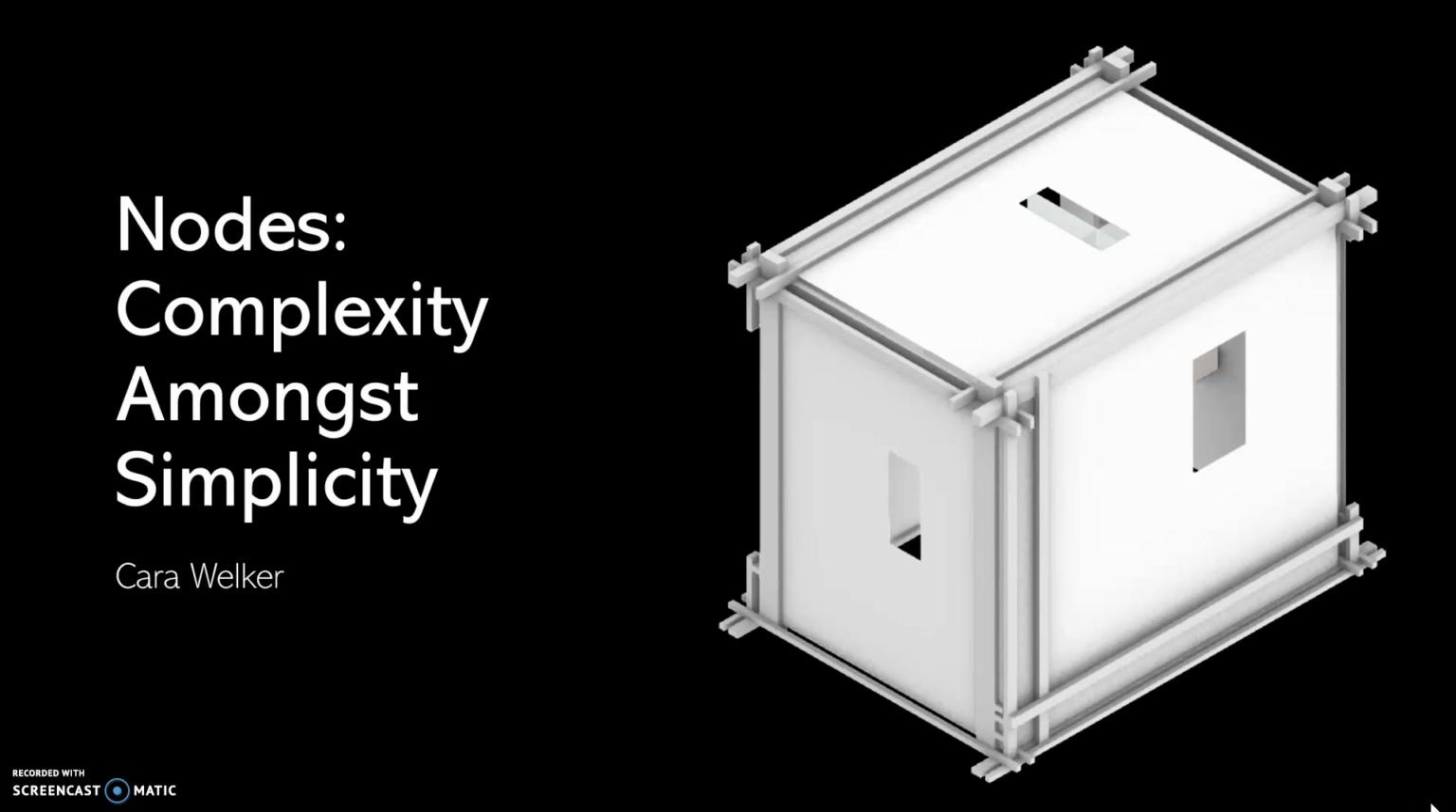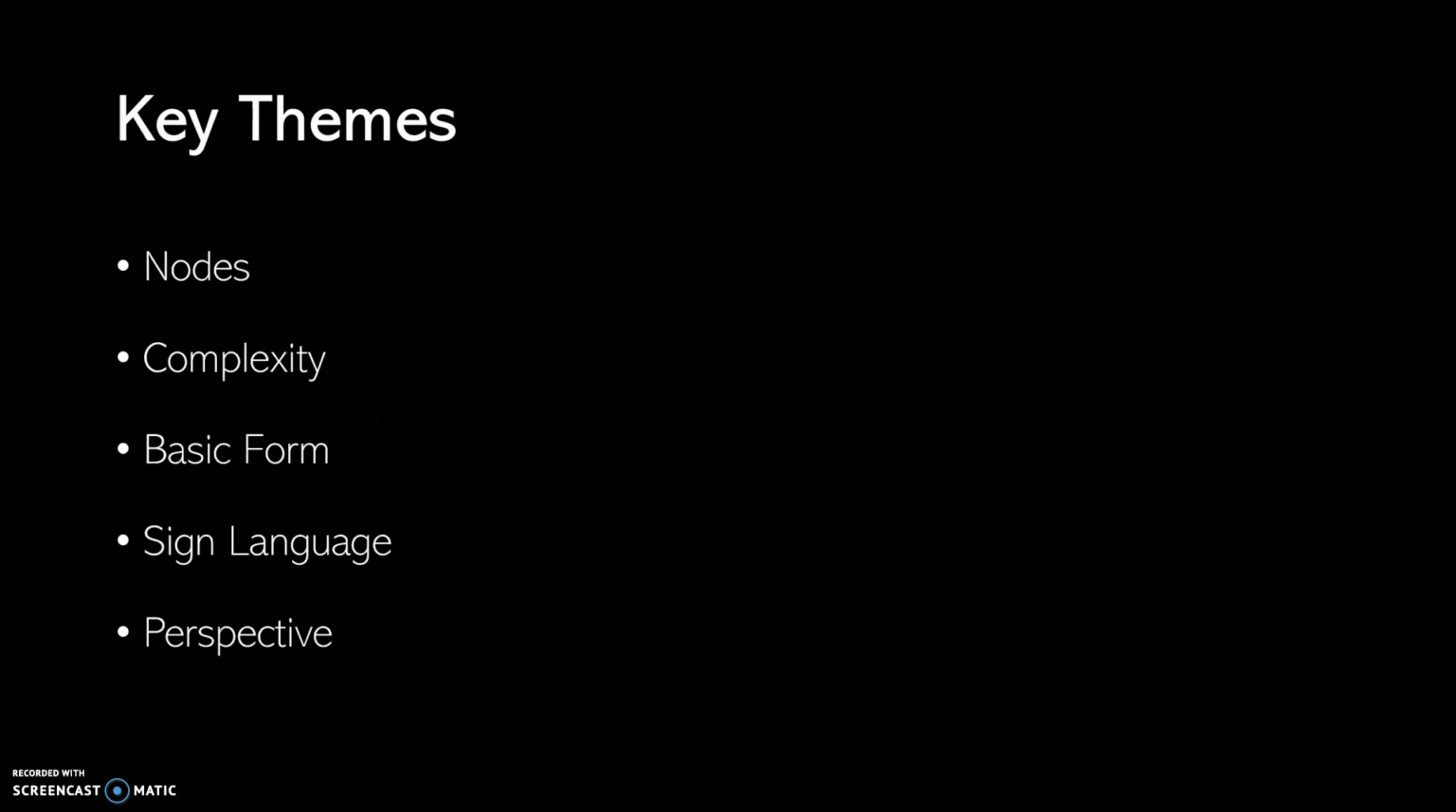Hi, this is Nodes: Complexity Amongst Simplicity by CWelker, and the focus of my work as I was creating my wire hand and bounding box was the examination of the complexity within the nodes of each element and how the simplicity of the frames helped emphasize that. Throughout the project, I was investigating these 5 themes and analyzing their role within the work that I had created.